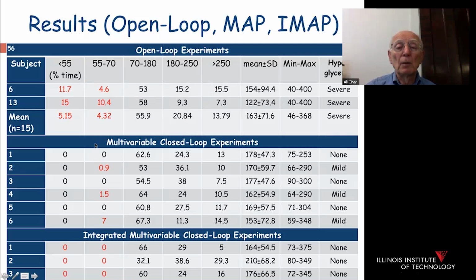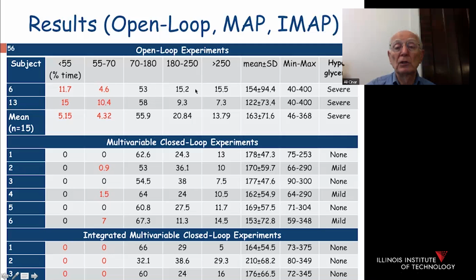When we used our multivariable closed-loop system with 6 patients, and all those 6 are included in the cases up here. These were just patient 6 and patient 13 to give you an idea about the worst cases. But here all of the severe hypoglycemia are eliminated. There are a few cases with mild hypoglycemia, but very short durations of time.